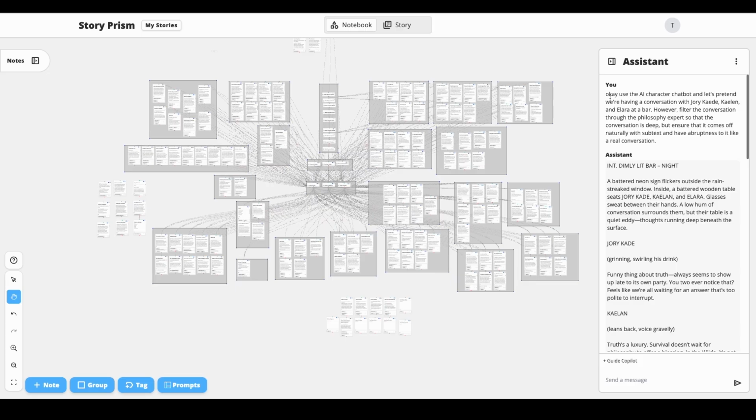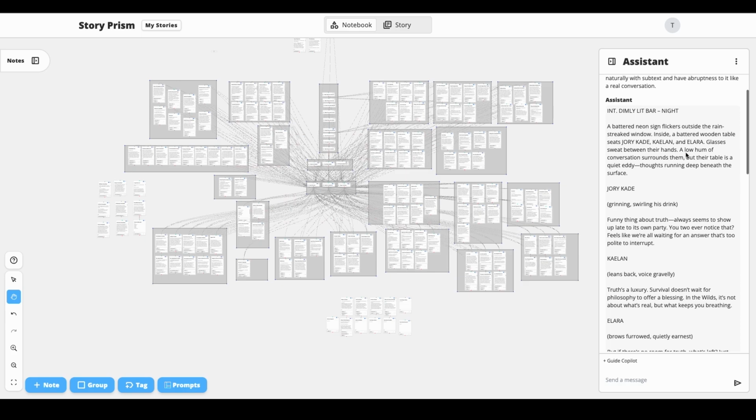Let's do something interesting. Basically, what I did here was I asked it to use the AI character chatbot and pretend to have a conversation with these characters, but to filter the entire conversation through the philosophy expert so that the conversation is deep. But then I also gave it a few extra instructions to ensure that it utilizes subtext and stuff like that, right? So this is what it gave.